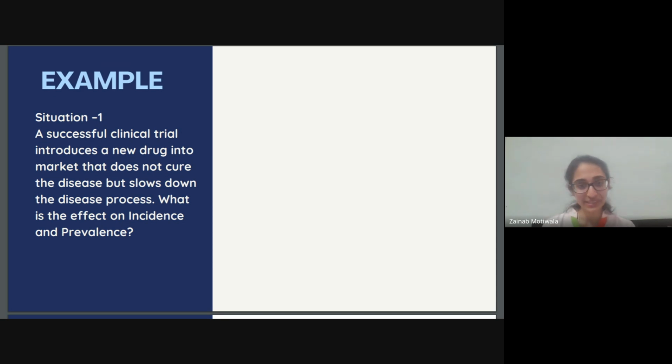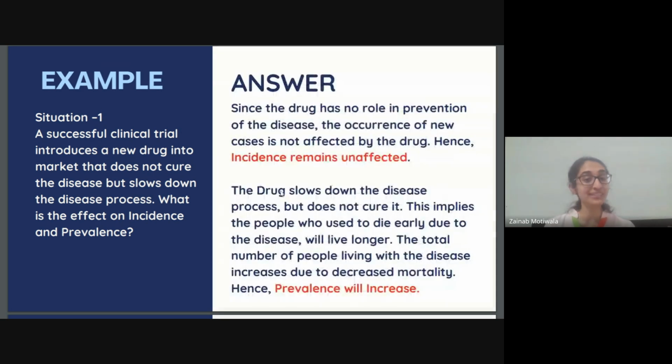Great, you are all right on the incidence part, but prevalence, let's discuss that. As you mentioned, incidence remains the same and unaffected because the drug has no role in prevention of the disease or the occurrence of a new case. While prevalence will increase, and let's understand why. This drug is slowing down the disease process, right? So those people who would die earlier now live longer. Therefore, at a particular period of time, there are more people living with the disease. Therefore, prevalence increases.